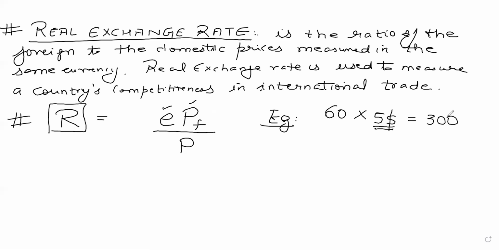So I hope students have understood this. $5 is the cost of a commodity in US. If I multiply by the exchange rate prevailing between rupee and dollars, which is 60, the same commodity in India will cost 300 rupees. Now suppose the general price level prevailing in India is 50 rupees. Then what is the real exchange rate? 6 units. The real exchange rate is 6 units.